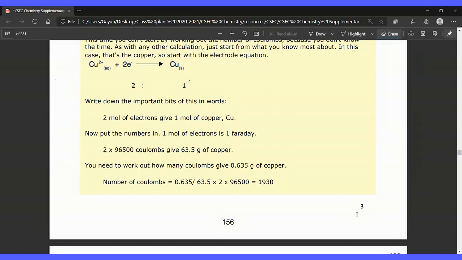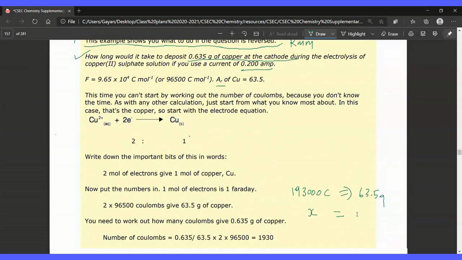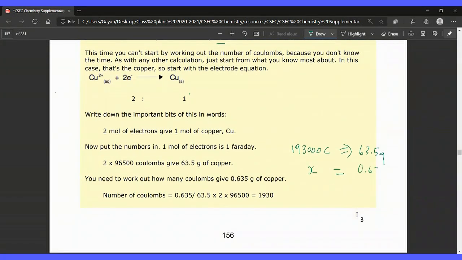Then we can work out how many coulombs you would need to give the 0.635 grams of copper. They're saying that if you need 193,000 coulombs to give 63.5 grams of copper, what coulombs would you need in order to get 0.635 grams of copper? This time we know how much copper we form, but we don't know the coulombs. So what we do in a case like this, we cross multiply to solve for X. When they did it, they worked it out and got X to be 1930 coulombs.